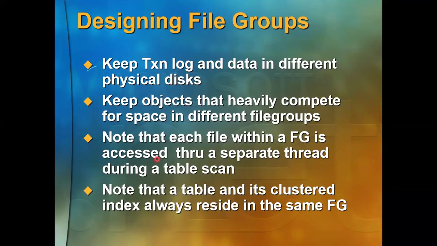Then the file within a file group is accessed using a separate thread. Multi-threading is there, so accessing a table will be faster. If you are from a programming background, you will be able to appreciate multi-threading. Multi-threading means what? You're simultaneously accessing the two tables. So if you put the two tables in two different file groups, you can simultaneously do the access.